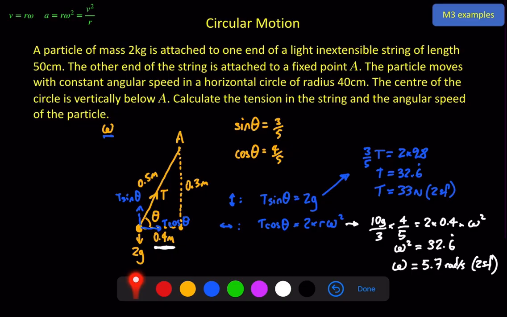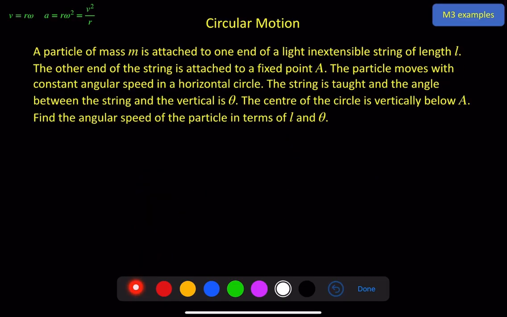Second example. A particle of mass m is attached to one end of a light inextensible string of length L. The other end of the string is attached to a fixed point A. The particle moves with constant angular speed in a horizontal circle. Same setup then. We've got A up here, string, but in this case we don't know how long that is. Mass, but we don't know what that is.